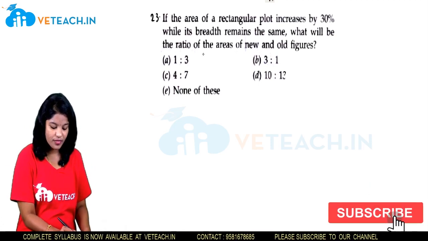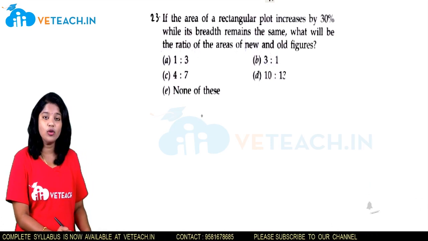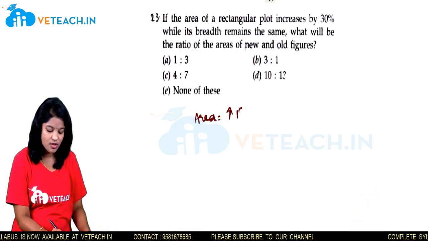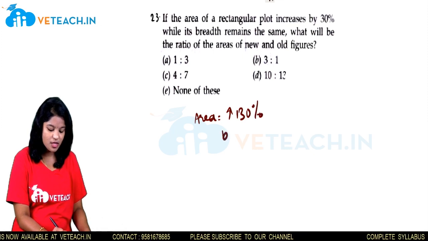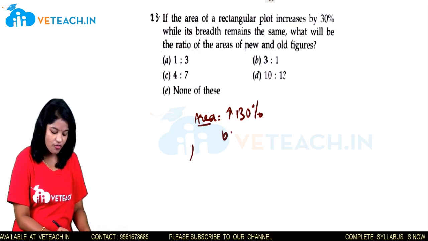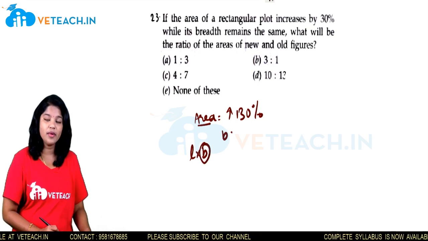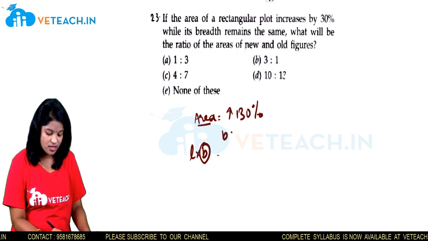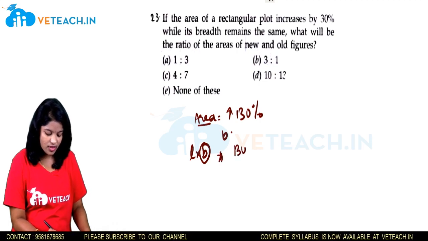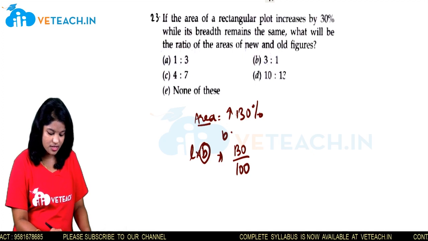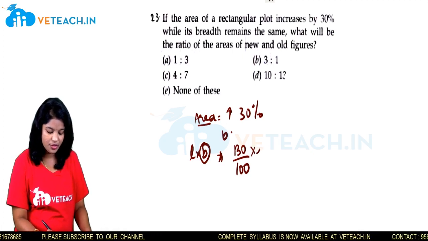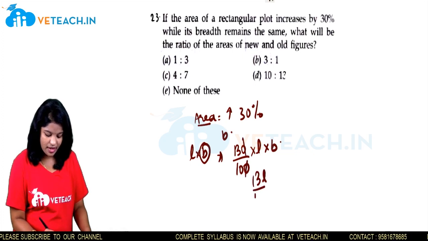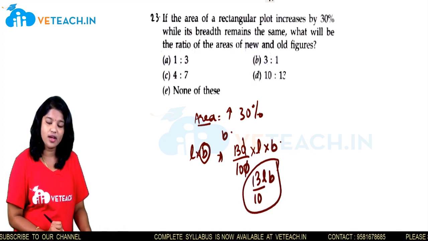Now first, the breadth remains same in both the cases. The area of a rectangular plot is increased by 130%, whereas the breadth remains constant. The area formula is L into B. When breadth is remaining constant, the other factor which is increasing is nothing but length. So it will become 130%, 30%. So it will be 130% into L into B, that is nothing but 13 by 10 L into B is our new area.